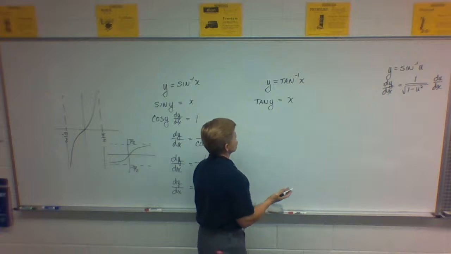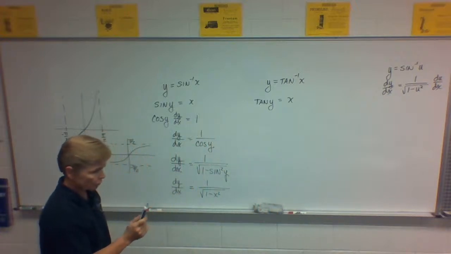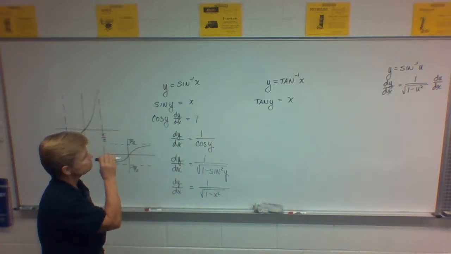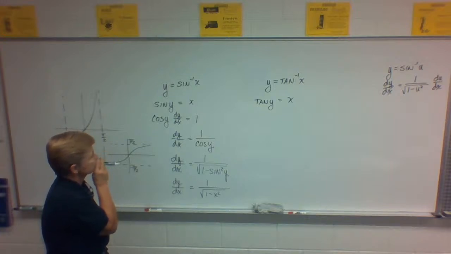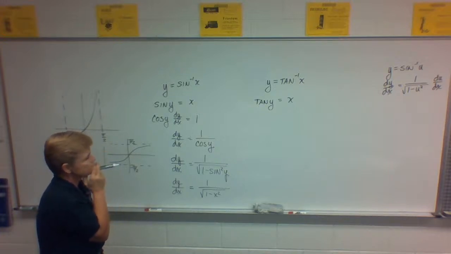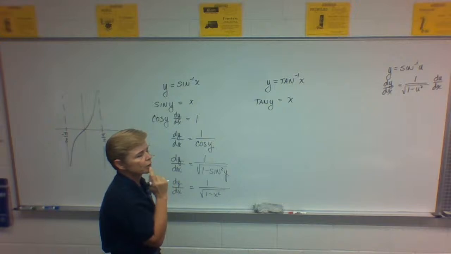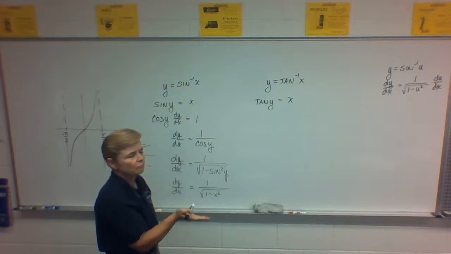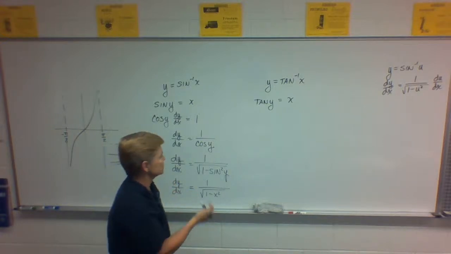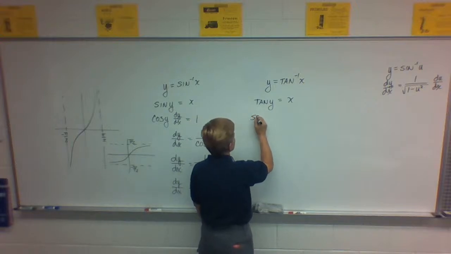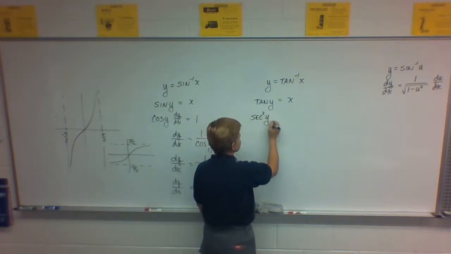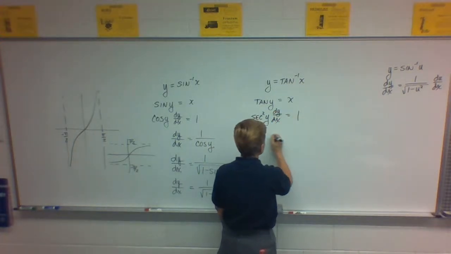Just keep in mind where we're restricted, because it's an inverse tangent. Now what should we do? What's the general word for what you want to do? Derive. What's the other word? Implicitly. Okay. Secant squared of y, because that's the derivative of tangent, times dy dx equals 1. So dy dx is?